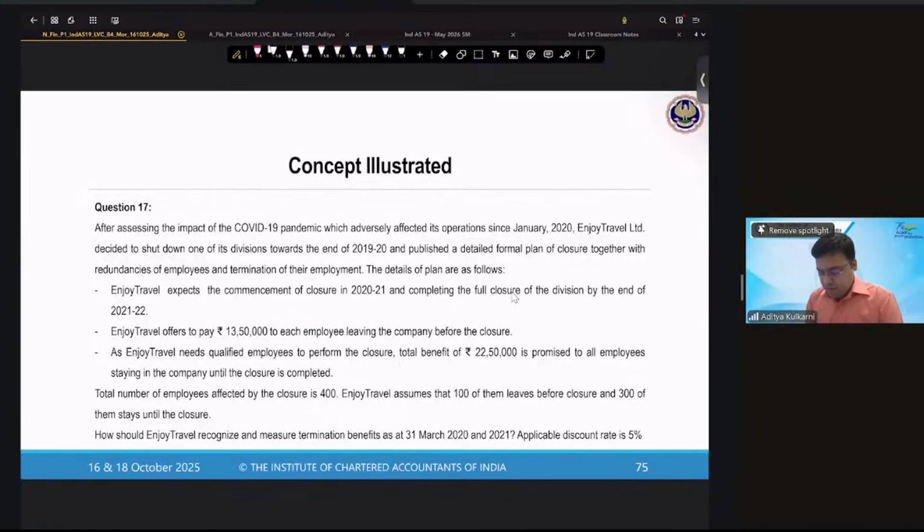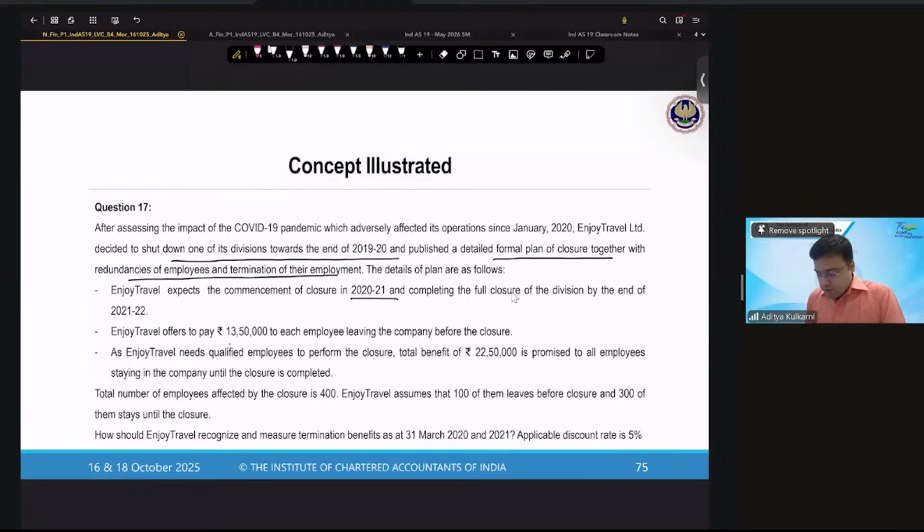After assessing the impact of COVID-19 pandemic, which affected the operation since Jan 2020, Enjoy Travel Limited decided to shut down one of its divisions towards the end of 2019-20 and published a formal plan of closure with redundancies of employees and termination of the employment. The plan details as follows. Expects commencement of closure in 2021 and completing the full closure by the end of 21-22. Okay.